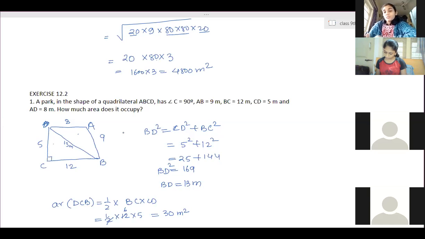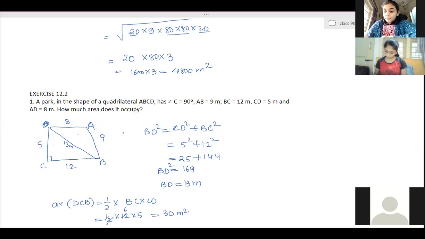Ma'am, the area of triangle ADB is coming 6 root 35. Yes, ma'am, 6 root 35. Root 35, find out the square root of 35 in decimals. You have to calculate by long division method.